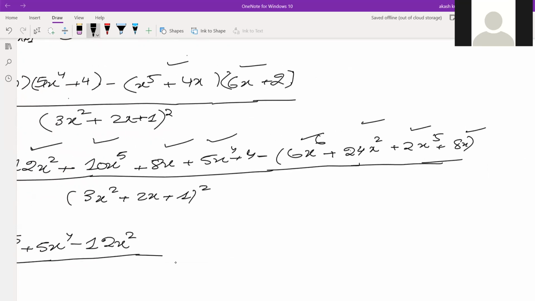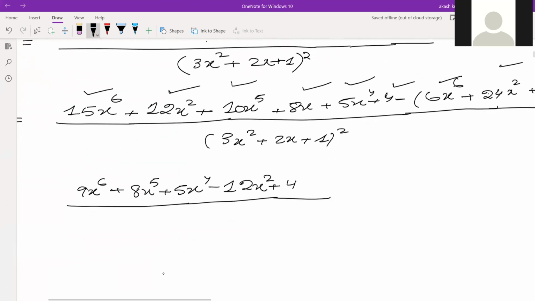And then let's move on to the constant term. Constant is plus 4, and we don't have any constant term here. So it will be plus 4, divided by 3x square plus 2x plus 1 whole square. This is the answer. Is it clear?